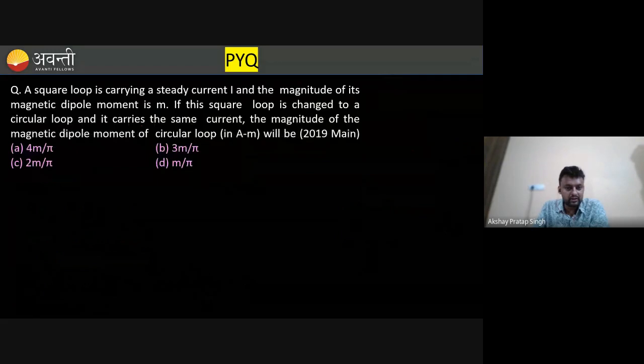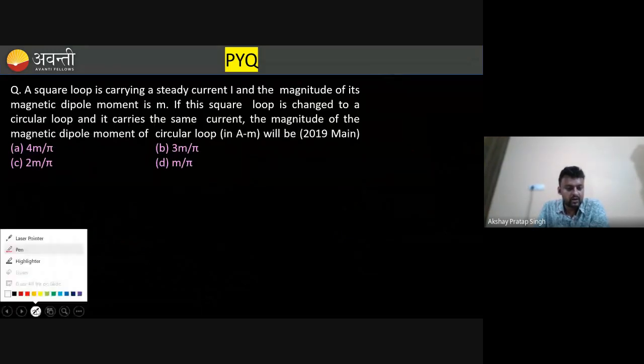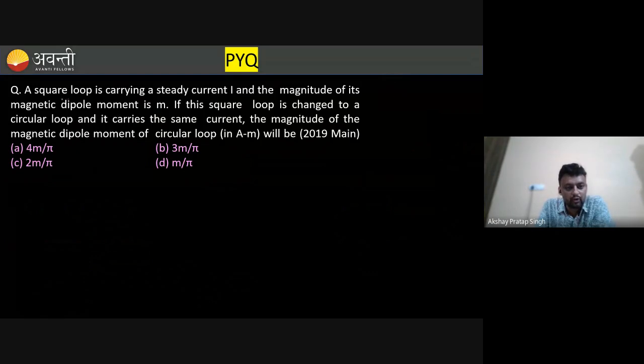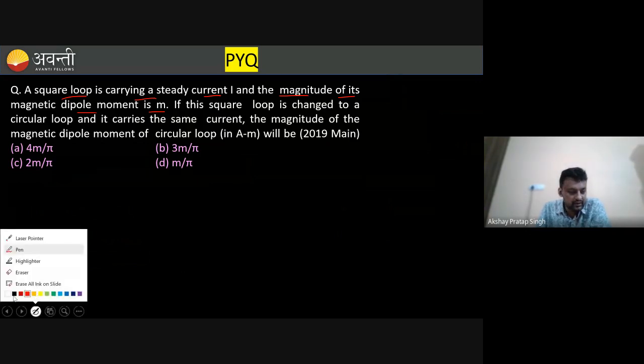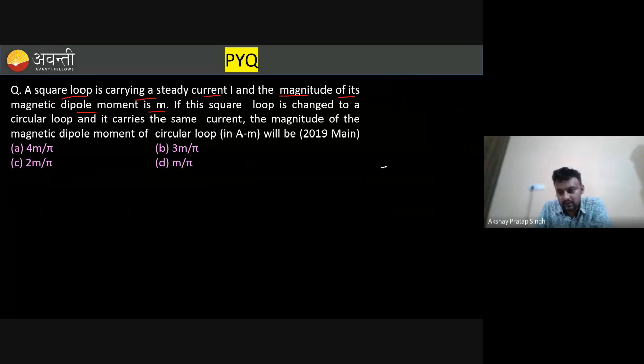If I look closely at the question, one thing that is very clear is that a square loop is given, carrying some current I, and the magnitude of its magnetic dipole moment is M. First of all, there is a square loop, so let's draw the situation. Let's suppose this is the square loop. Clear? And it has some current I. The direction is not given, so you can take any direction, and since it is a square loop, you can take its side as A.